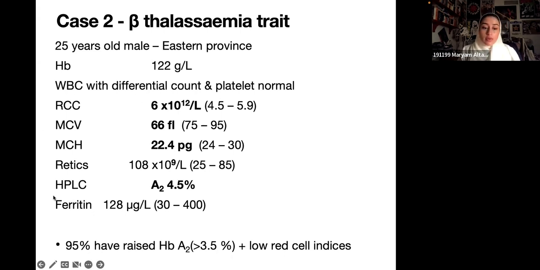Okay, and so this HPLC with an A2 of 4.5 that you see on that graph is what's going to tell you that there is a problem. But remember, key thing, when you see a microcytic anemia, you're going to look at the ferritin. And ferritin here is within the normal range. It's 128. So it tells you that this patient has a microcytic hypochromic anemia. However, it's not likely to be iron deficiency because my ferritin is normal. It's not likely to be anemia of chronic disease either because he does not have a chronic disease, simply put.